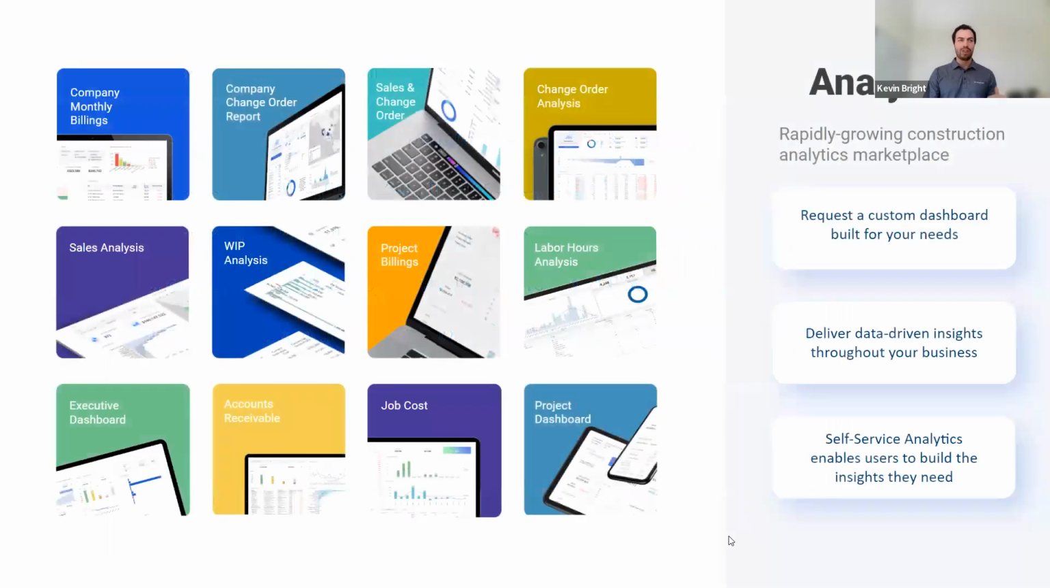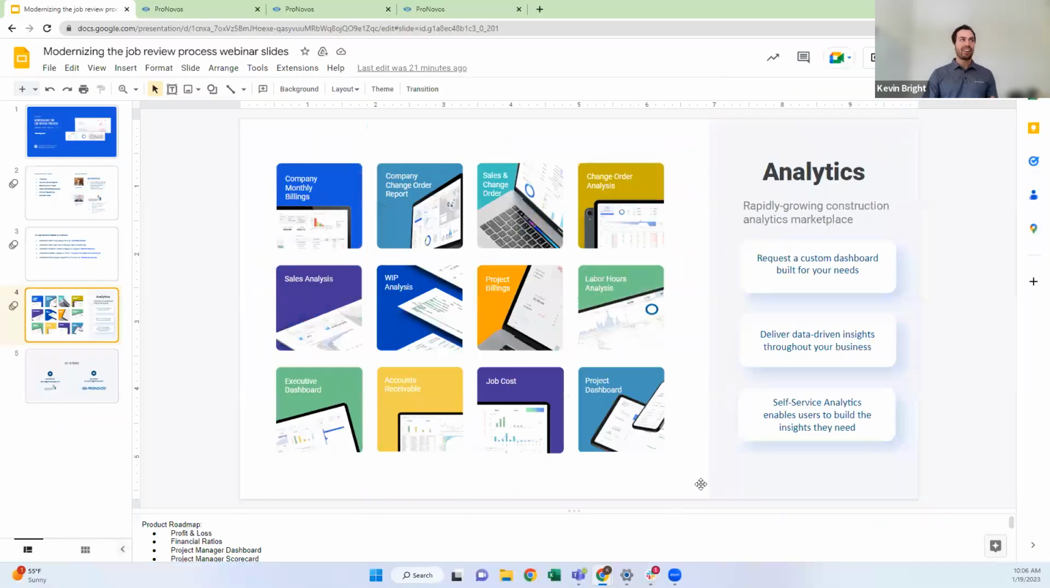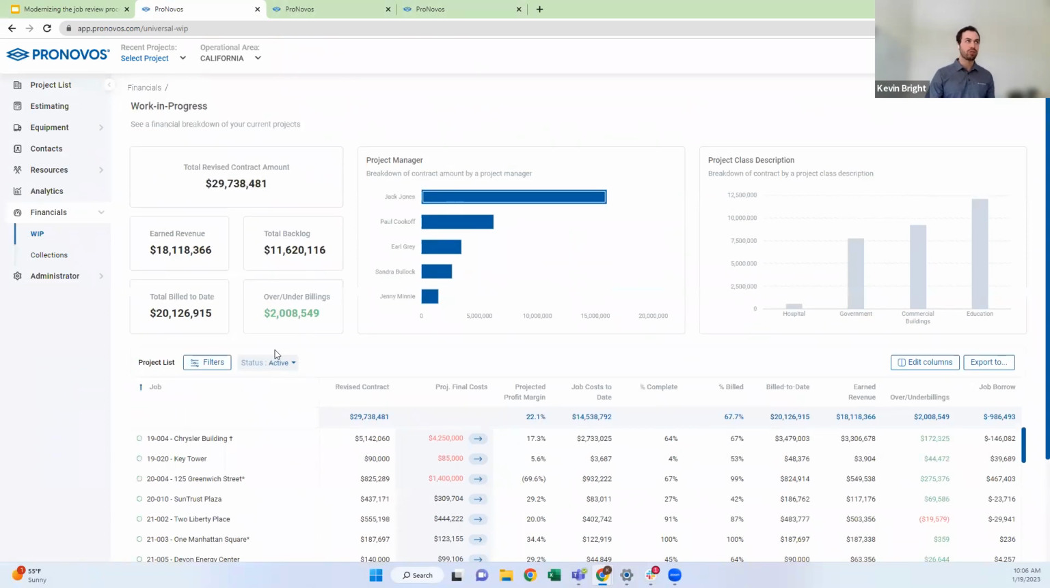All right, and with that said, we're going to stay out of the slides. I don't like spending too much time in the slides, and we're going to get directly into some of the tools. The first one we're going to look at is the WIP report, which is I think where most people start when they do their job reviews.